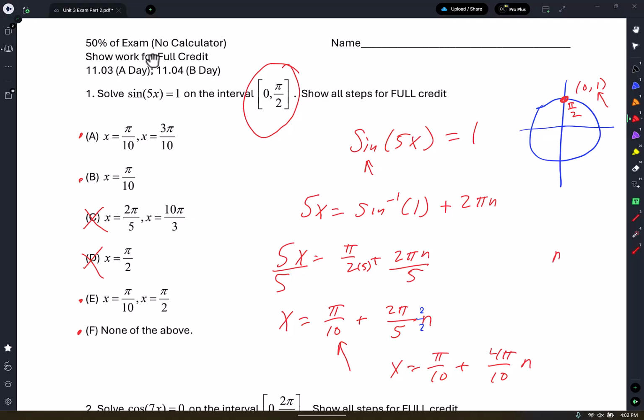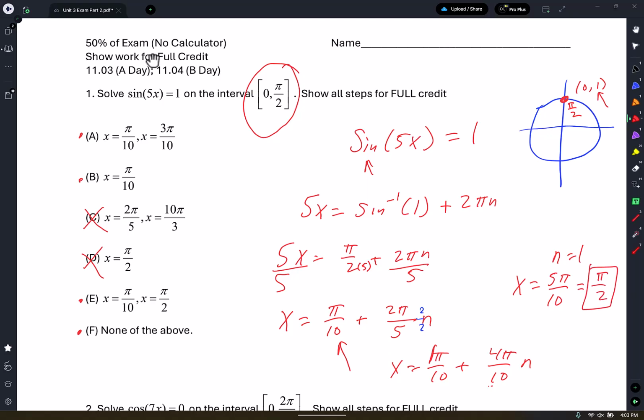Well, what if n equals 1? If n equals 1, I have x equals, see, look, this is 1 pi over 10. The denominators are the same, so that means I can add them. 1 plus 4 is 5, so I can write 5 pi over 10. Does that make sense, guys? Now, 5 pi over 10 reduces. 5 goes into 10 how many times? 2 times, so pi over 2.